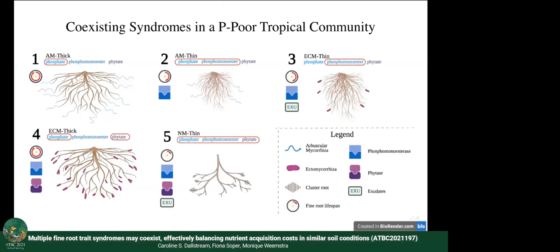ECM thick are thick-rooted ectomycorrhizal species with greater longevities that access complex organic phosphorus, specifically inositol phosphate or phytate, due to greater ectomycorrhizal colonization and enzyme production by symbionts. NM thin are non-mycorrhizal cluster root-forming species with very short longevities that are entirely self-sufficient and access organic phosphorus in small pockets of soil via high localized physiological activity.